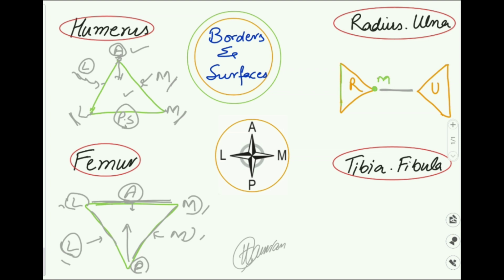Against the medial border we have a surface. This surface is the lateral surface. So remember that in the radius there will be a medial border and a lateral surface. There will be no lateral border and no medial surface. Rest is simple: we have an anterior border, we have a posterior border, we have an anterior surface between anterior and medial, and we have a posterior surface between posterior and medial.